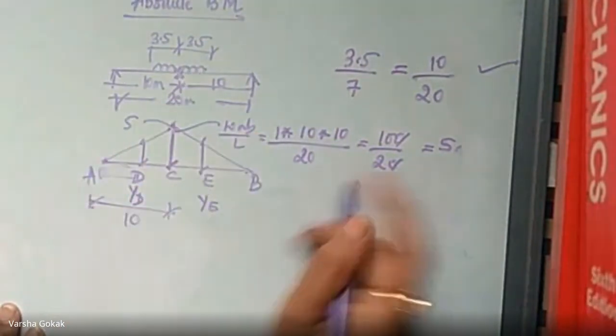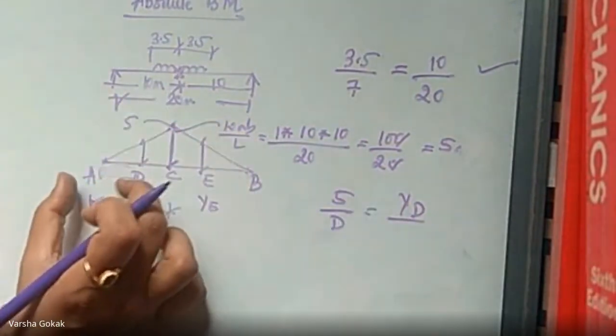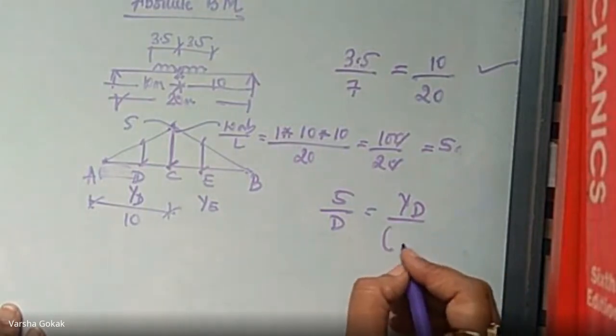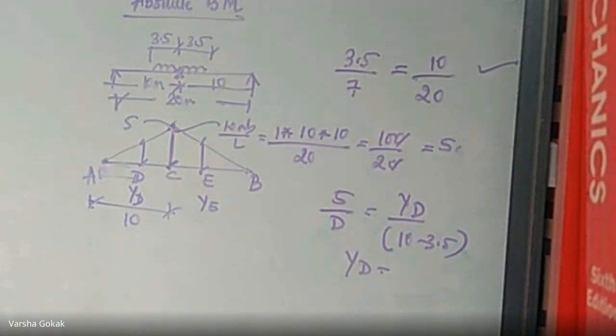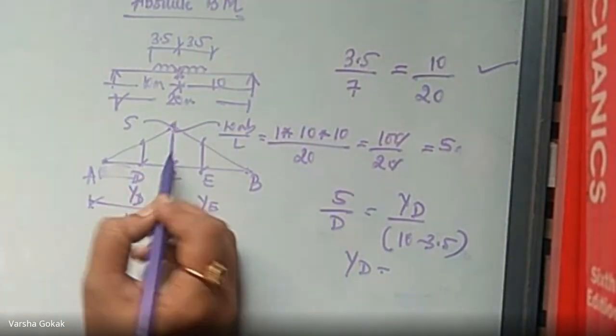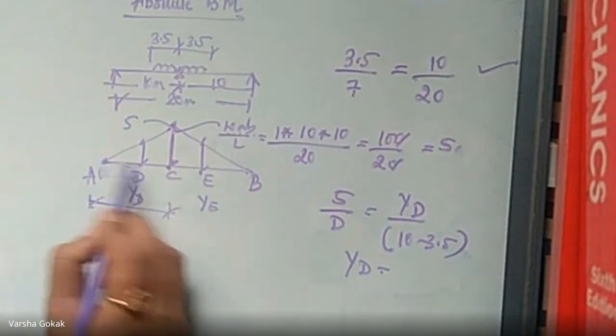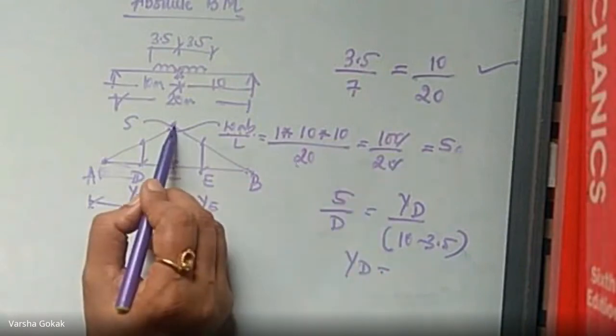5 divided by 10 will be equal to YD divided by this distance. That distance is how much? 10 minus 3.5. What is the value of YD, please? I first calculated this ordinate WAB by L, where W is 1, A is 10, B also is 10, L is 20. I got this ordinate value as 5.